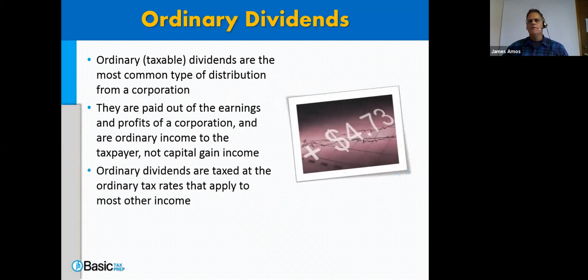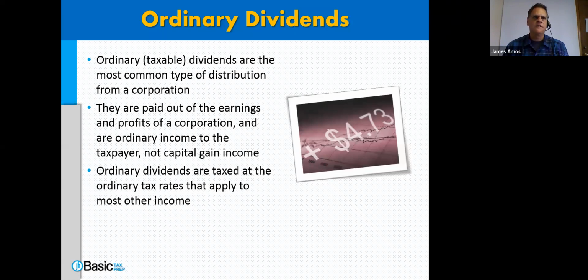So there are different kinds of dividends. There are ordinary dividends and qualified dividends. Ordinary dividends are the most common kind of distribution. This is the kind that we've been talking about. The company has made earnings, made a profit, and they're sharing part of it with you. They're not returning your original investment to you. They're sharing part of the profit with you. Ordinary dividends are taxed at ordinary tax rates.